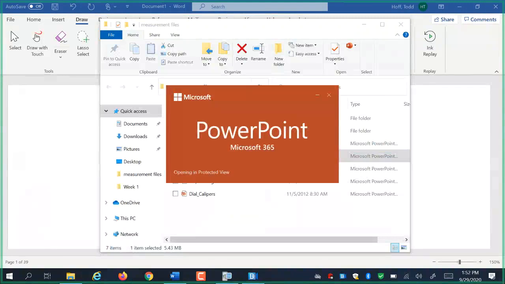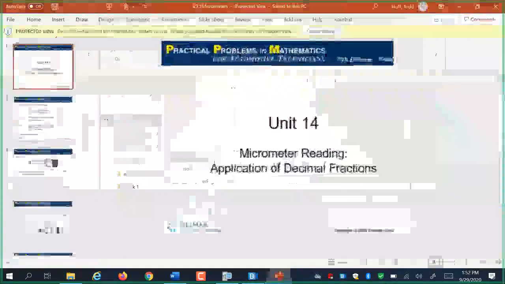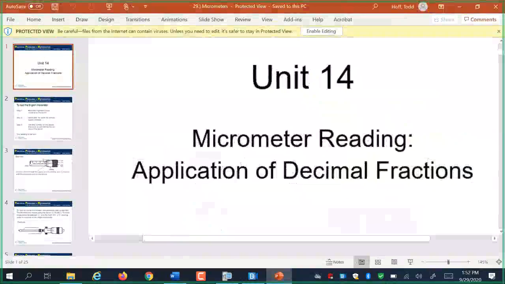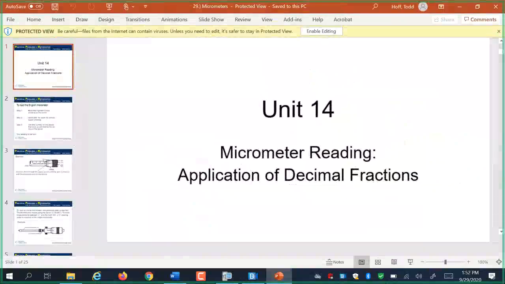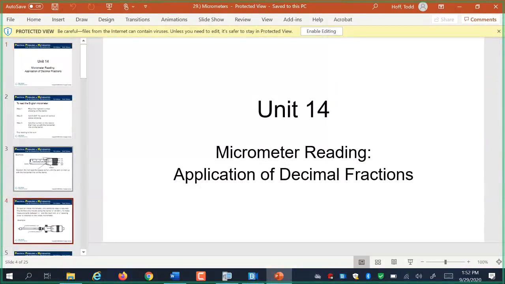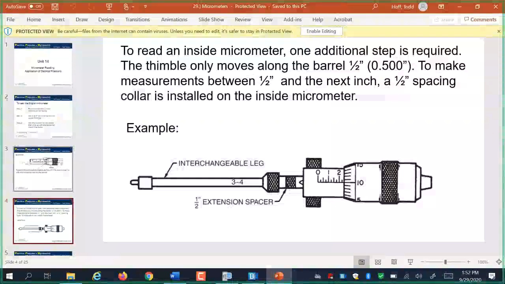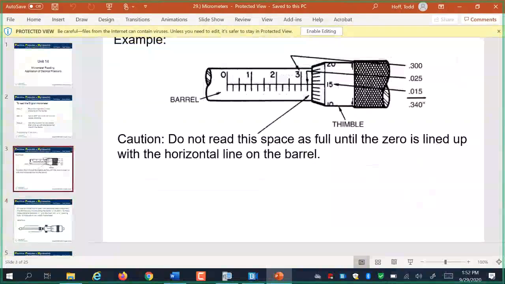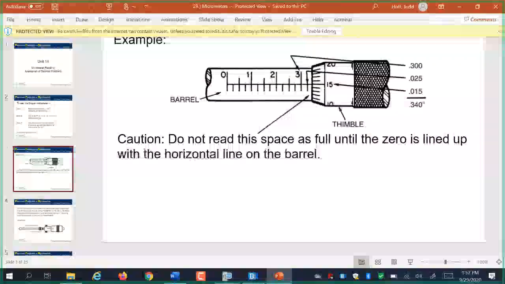Let's take a look at micrometers. Micrometers have several parts and several different levels of reading that they need to use.